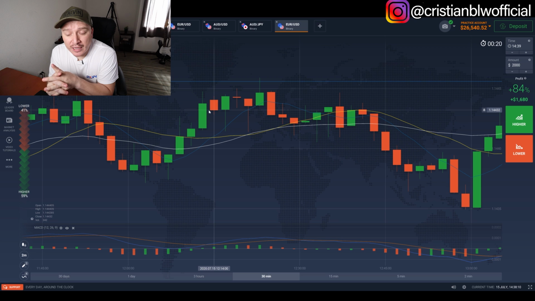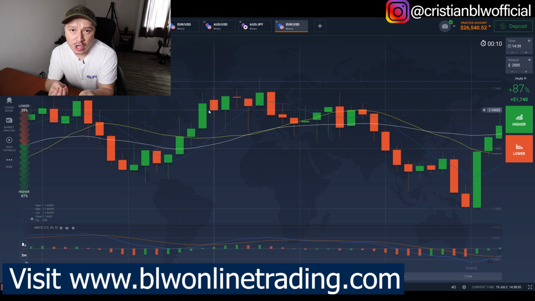This is kind of hard because these trades are for 2 minutes, so it's super fast. But if you have the possibility to wait for a few seconds for a slight drop or jump on the candle before you enter the trade, you're going to end up having better results, okay?